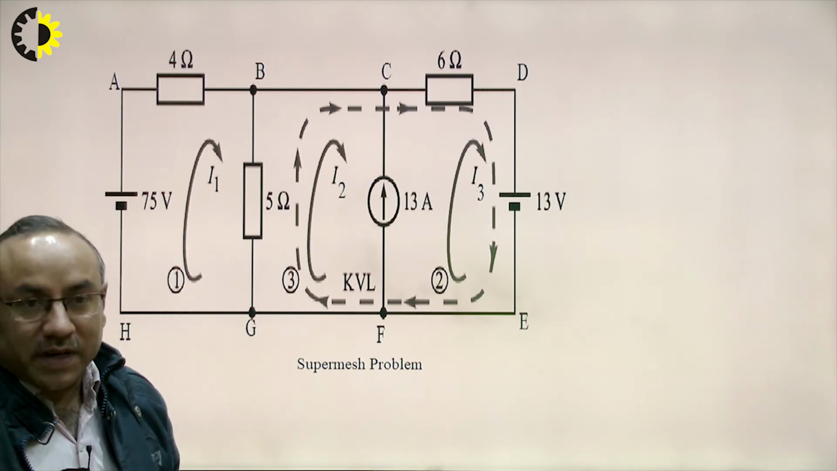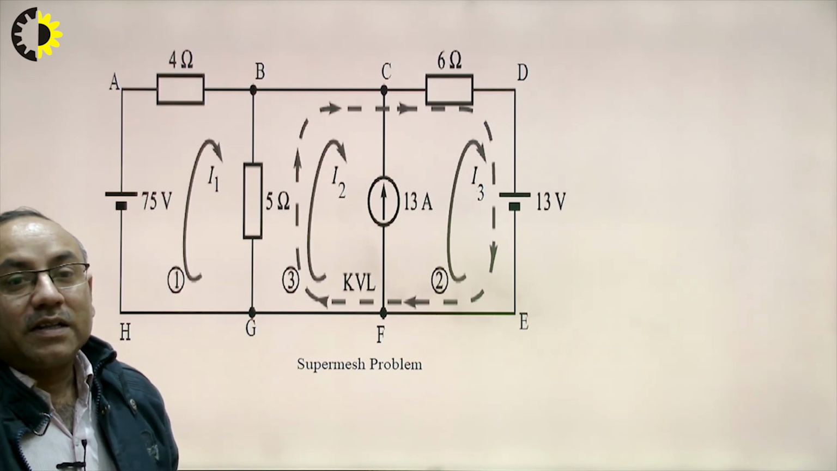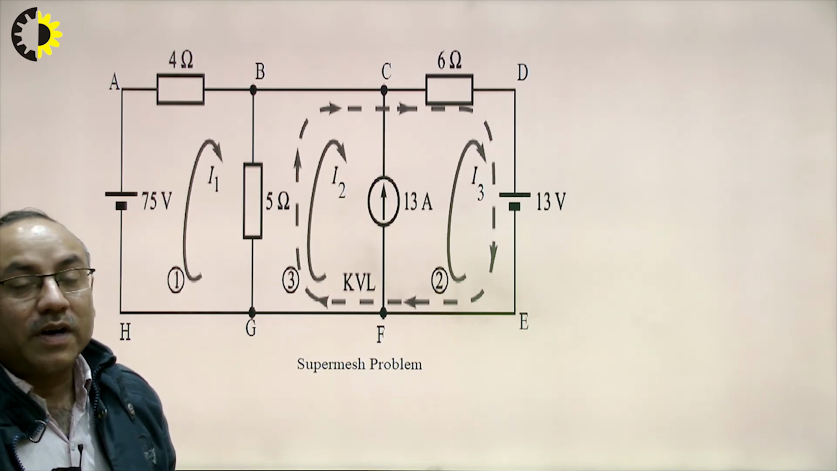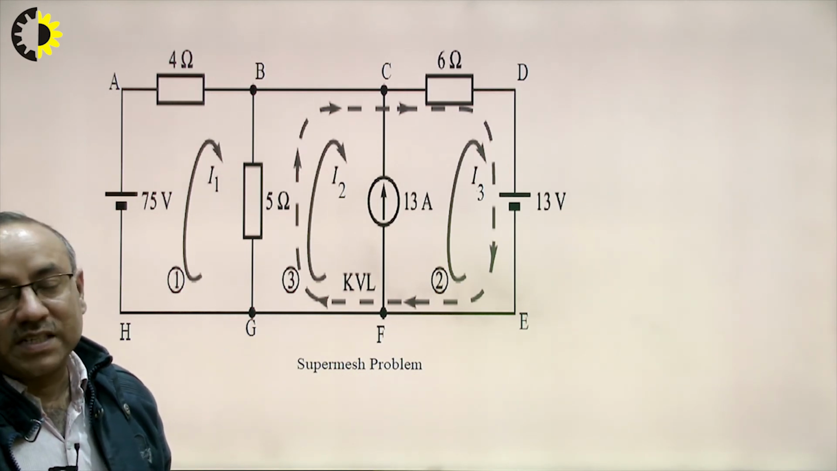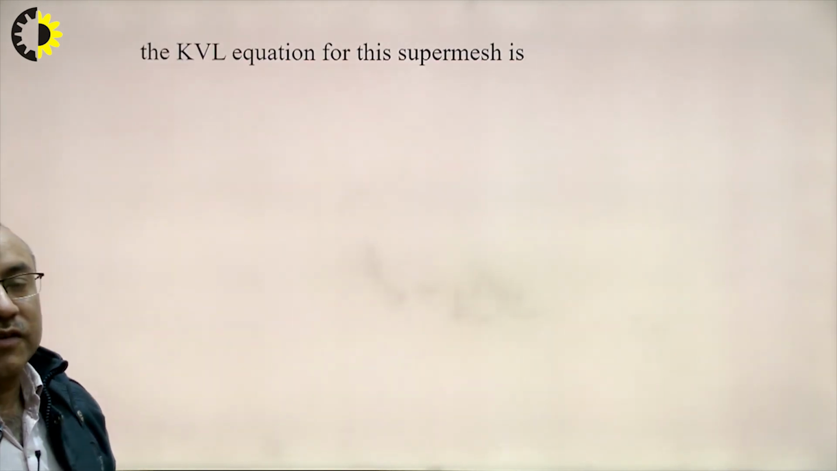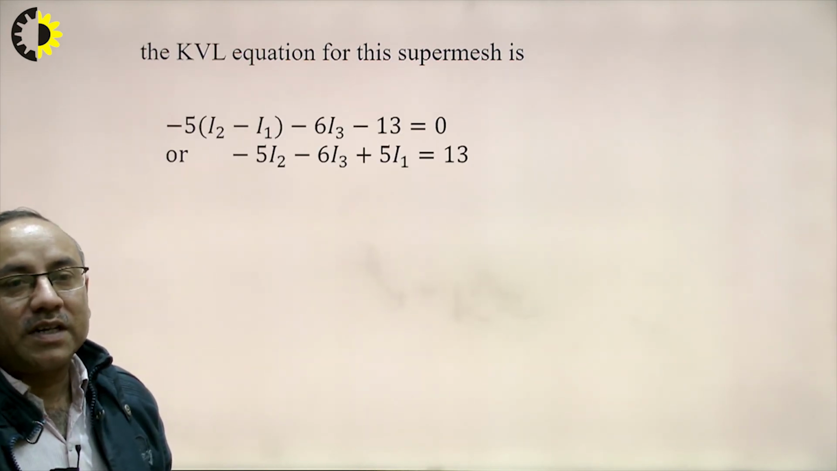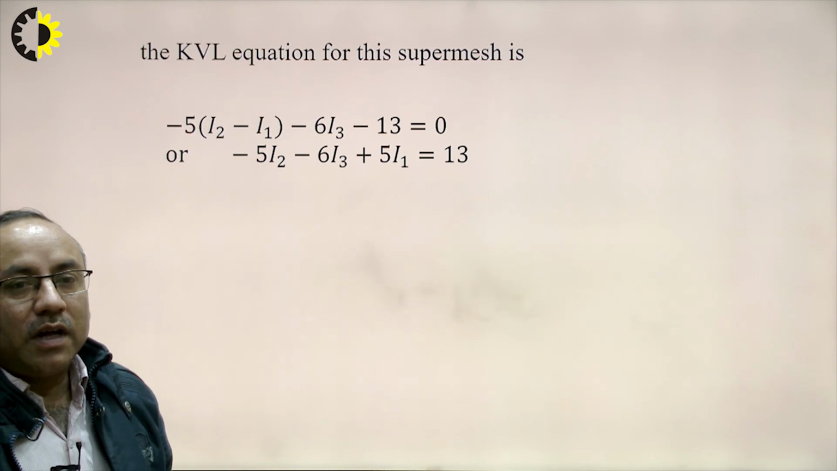So, now after seeing all such discussions, we can write the KVL equation for mesh number 1, the KVL equation for outer loop BDEGB, and the current equation for the current source of 13 ampere in terms of I2 and I3. If we see the KVL equation for the super mesh, this is minus 5 into (I2 minus I1) minus 6 I3 minus 13 equal to 0, or this can be written as minus 5 I2 minus 6 I3 plus 5 I1 equal to 13.